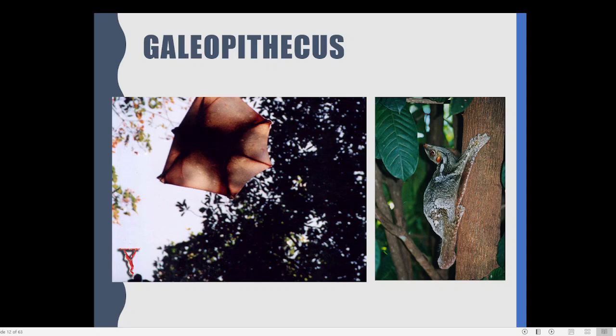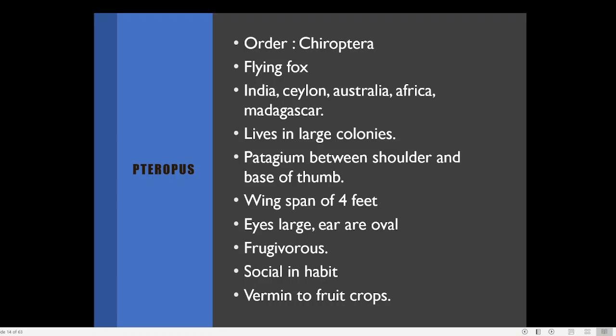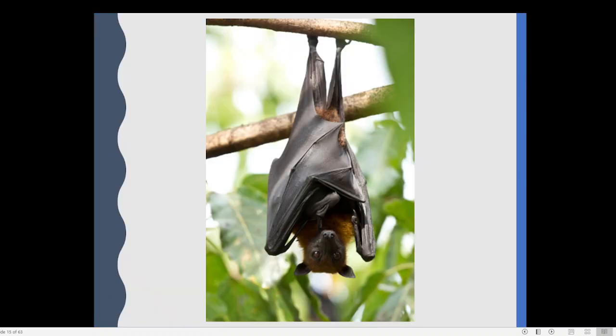Now we move to the next order, that is the Chiroptera. Under the Chiroptera, we have one example, that is Pteropus. So here we can find the features of this Pteropus. Here we can see the picture of the Pteropus. Everybody knows what this animal is. It's the bat.